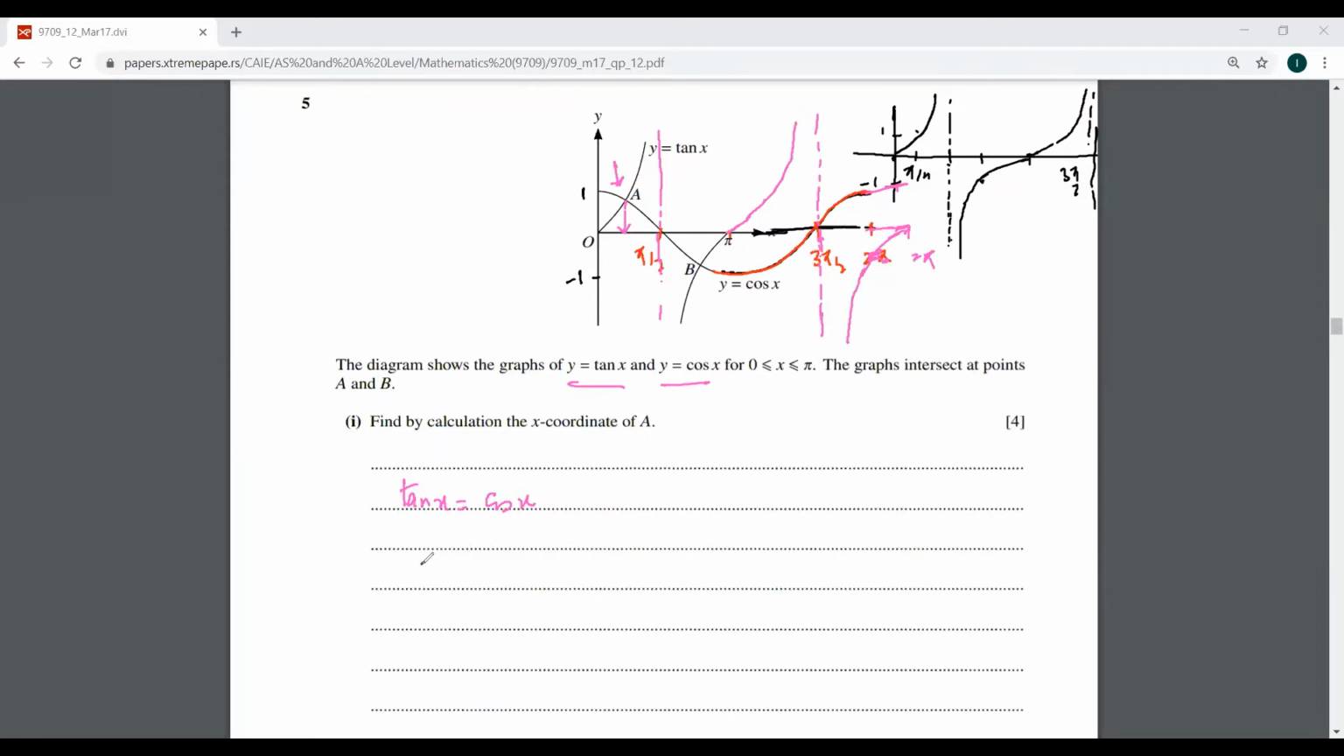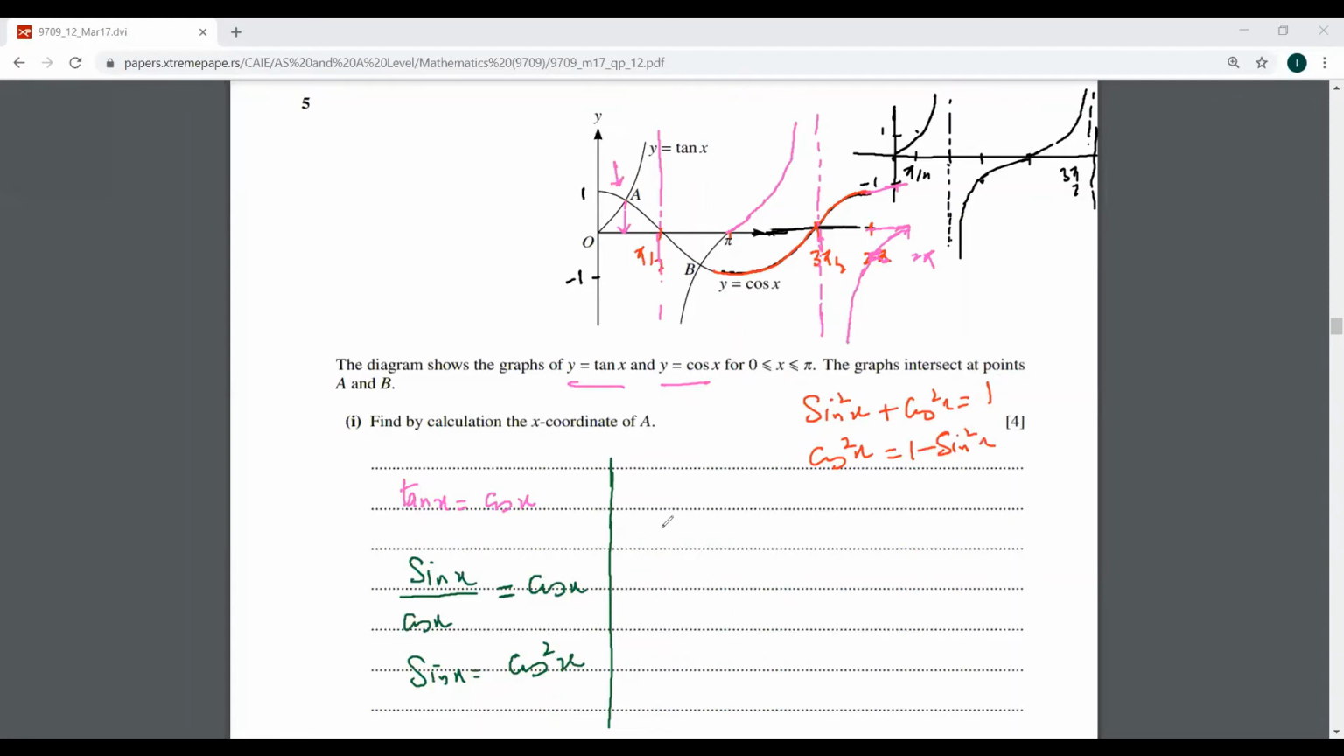So let's try to bring in one function in this whole equation. I'll have to change the tan x to sine x over cos x. So this will give us sine x equal to cos square x. Which one can we change into the other, the sine x or the cos square x? Cos square x. Why? Because we have our favorite identity, sine square x plus cos square x equals 1, so cos square x is 1 minus sine square x. So this is going to be sine x equal to 1 minus sine square x.